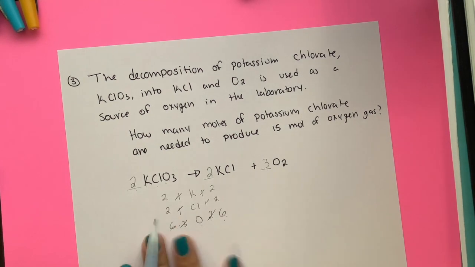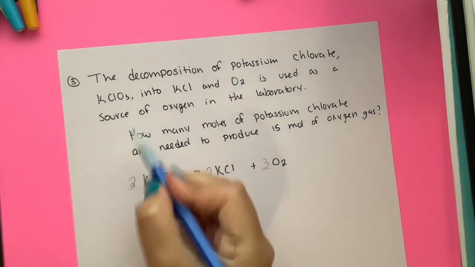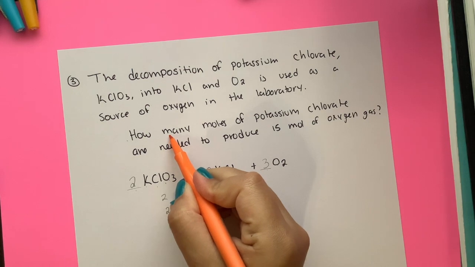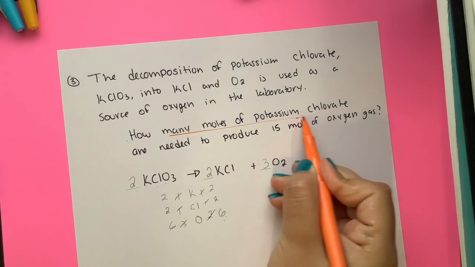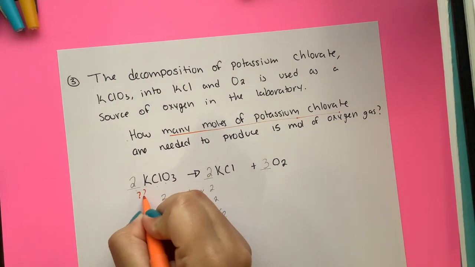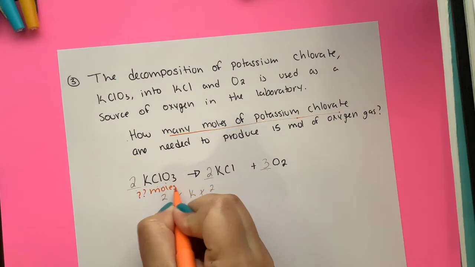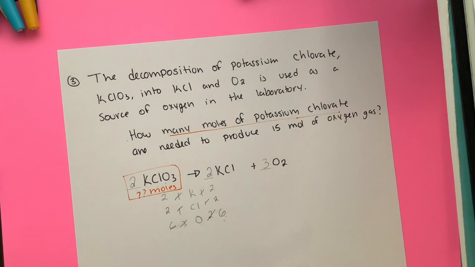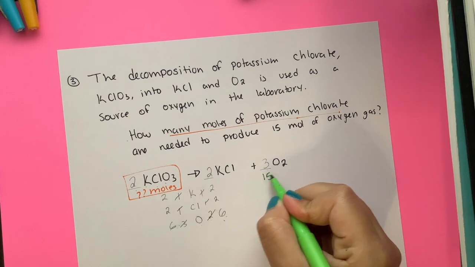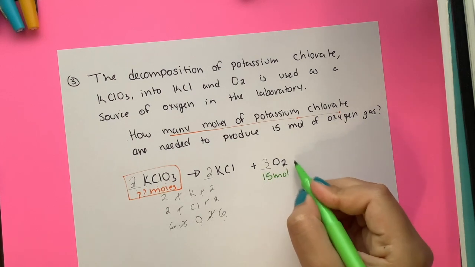Okay, so now that I've balanced my equation, I can go back to the second part of the problem that gives me the information. It's asking me for how many moles of potassium chlorate are needed to produce 50 moles of oxygen gas.